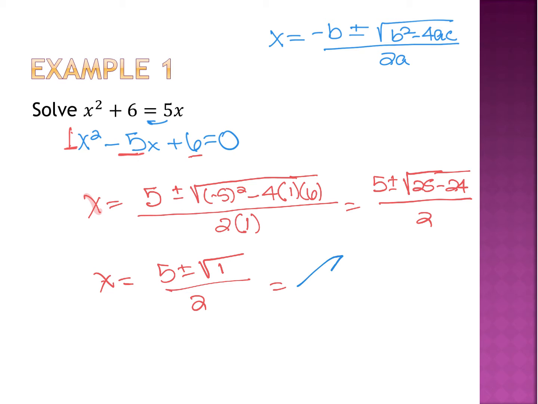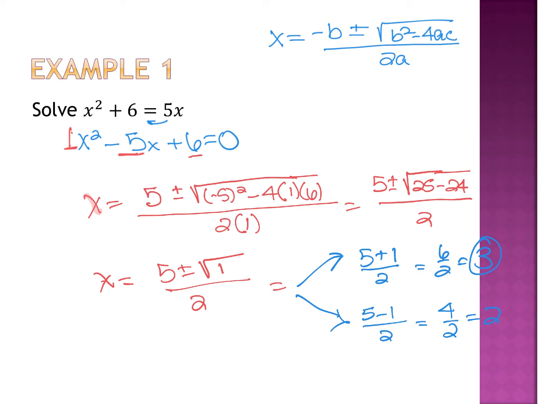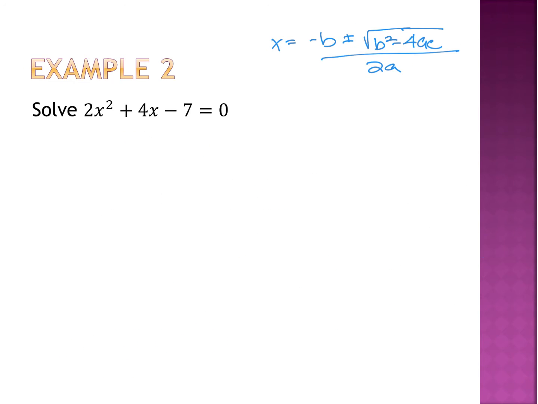The first one is going to be 5 plus the square root of 1, which is 1, divided by 2, or 6 divided by 2, which equals 3. My second solution is going to be 5 minus 1 divided by 2, or 4 divided by 2, which is going to give me 2. So my two solutions are going to be x equals 3 and x equals 2.